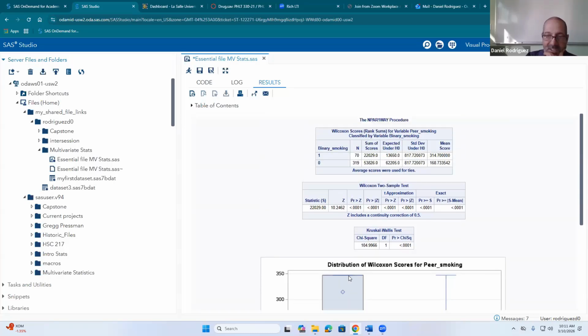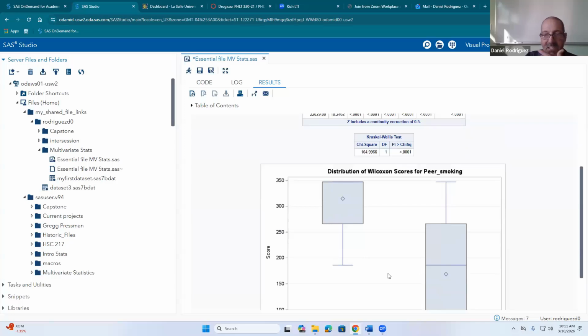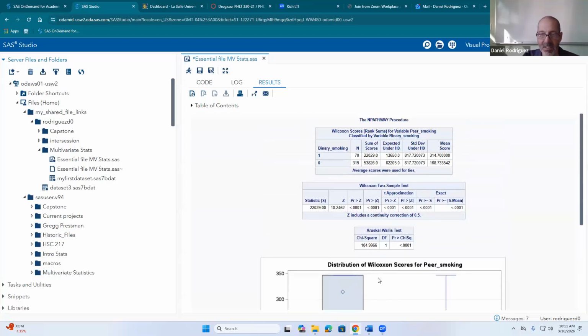The difference here: the medians are somewhere around 350 versus less than 200. That's a substantial difference. And the rankings are a pretty big difference too. So again, we're dealing with the rankings here. All right, so that's how you'd run this.